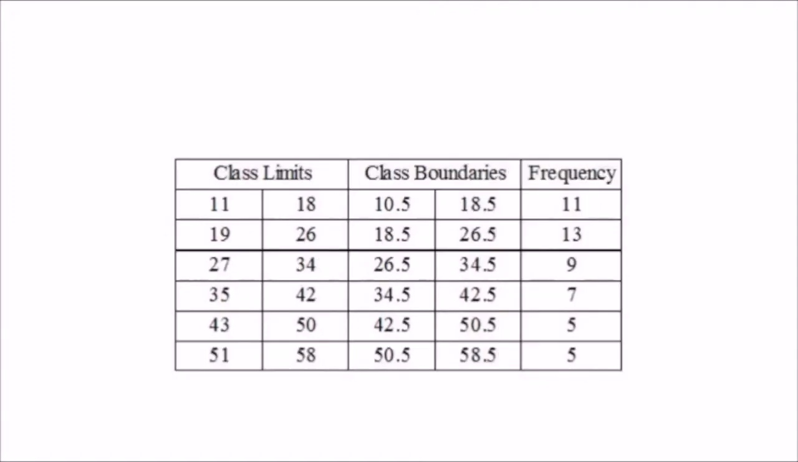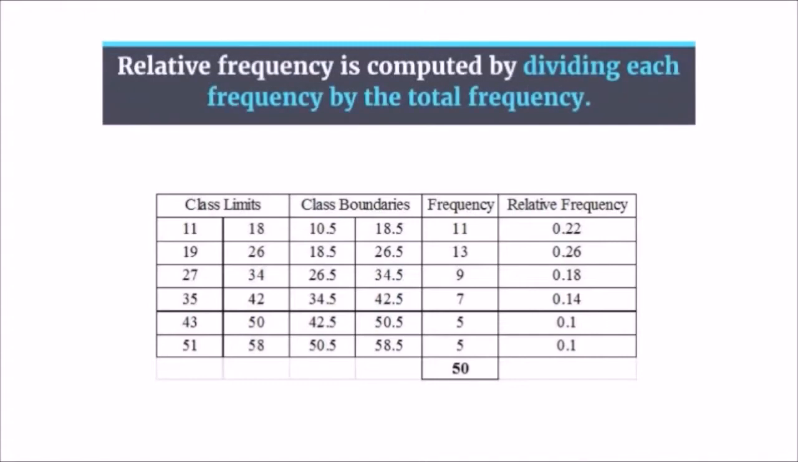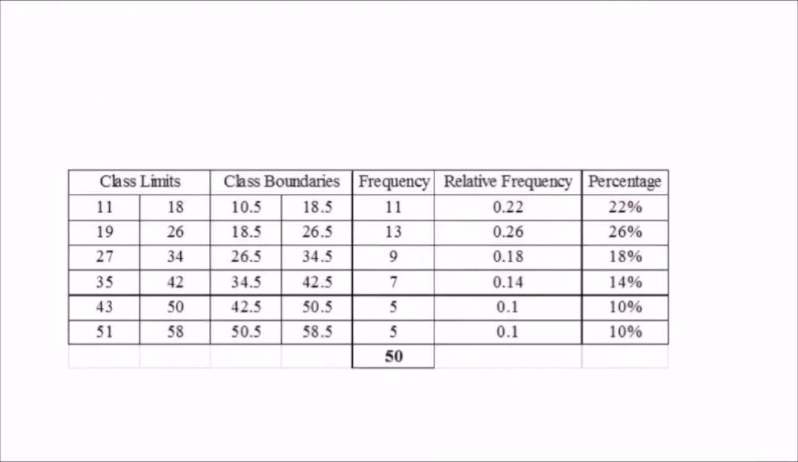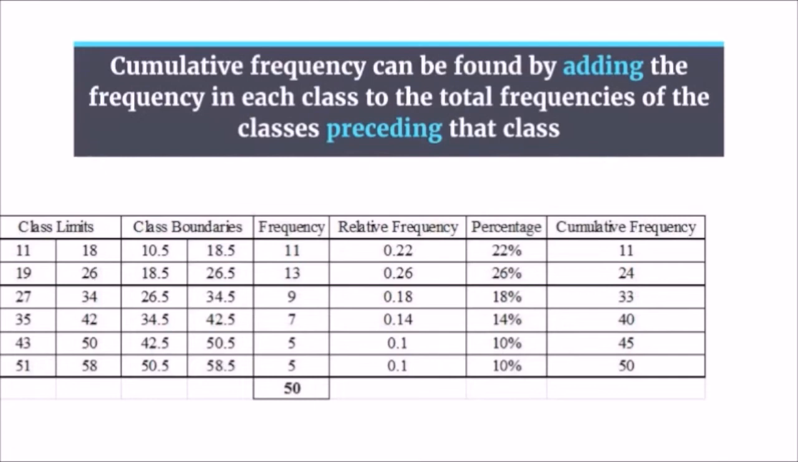Next is to get the frequency of each class limit from our table of raw data before. So, here are our frequencies per class. After obtaining our frequencies, we can now get the relative frequency. It is computed by dividing each frequency by the total frequency. So, here are our relative frequencies. Next is to determine the percentage by multiplying all the relative frequencies by 100. After the percentage, the next column would be the cumulative frequency. It can be found by adding the frequency in each class to the total frequencies of the classes preceding that class. So, here is now our cumulative frequency.